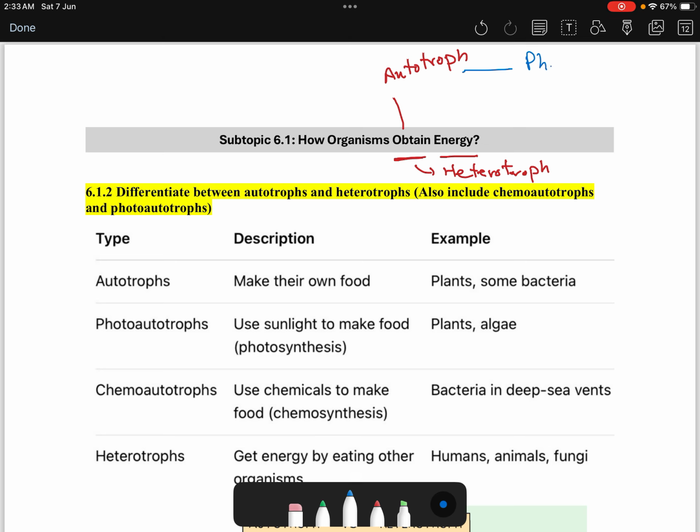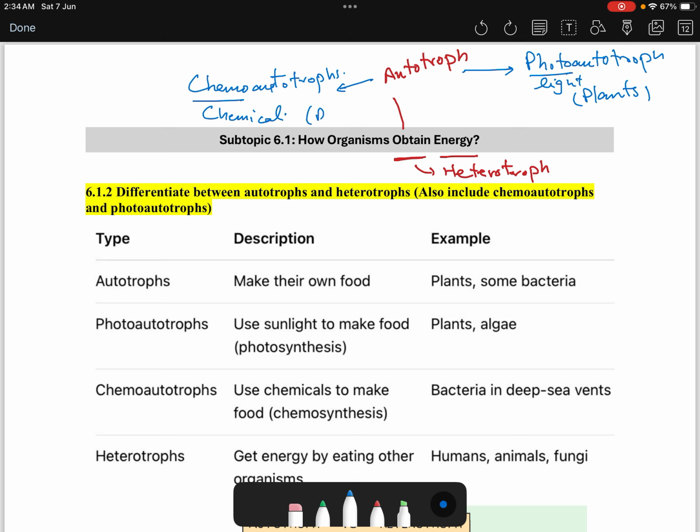Either they are photoautotroph, those who use sunlight. Photo means light, and they mainly use sunlight, and the example is plants. And on the other hand, they are chemoautotroph, those who use chemicals, and they are mainly bacteria. While all other organisms who cannot make their own food are called heterotroph, like animals, like fungi. So animals and fungi, and sometimes bacteria also, because bacteria are decomposers as well.